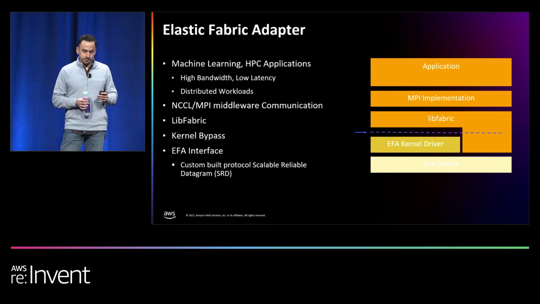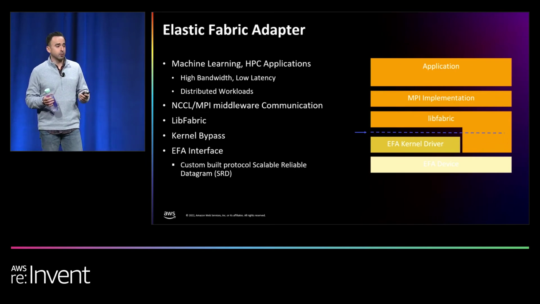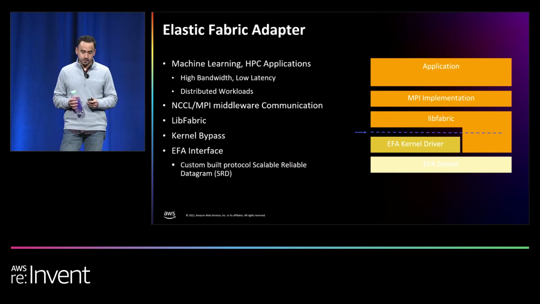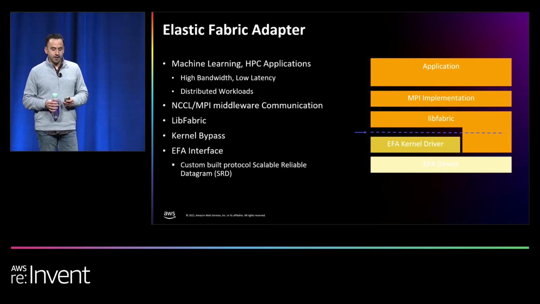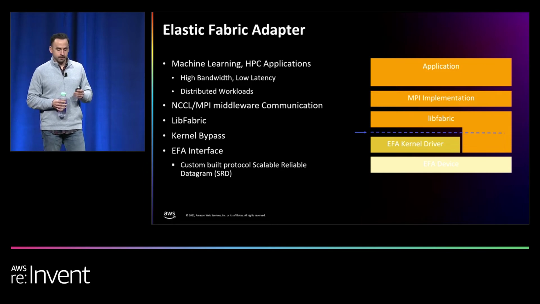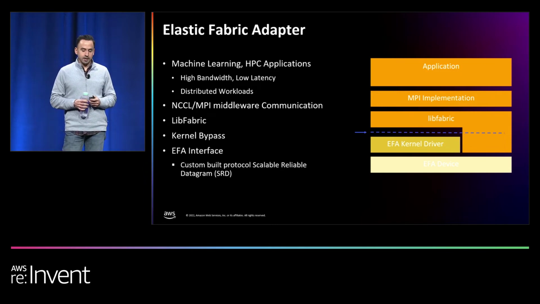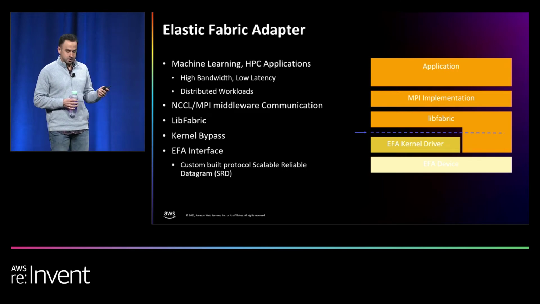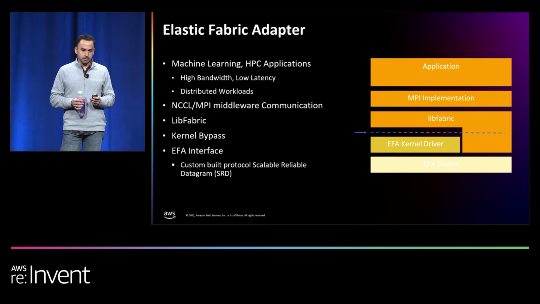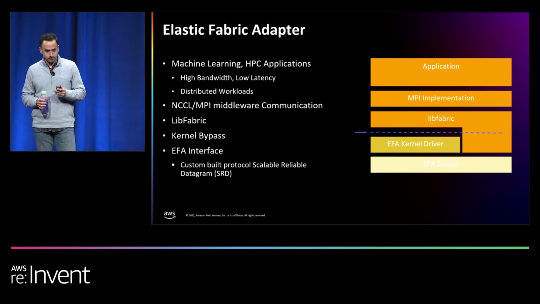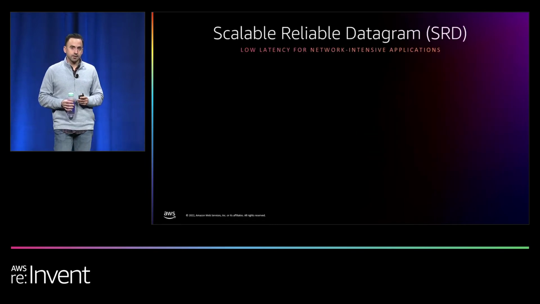That EFA is powered by a custom AWS protocol, scalable reliable datagram. We've talked about SRD a lot this week in Peter's keynote and Dave's leadership session. SRD is a purpose-built native AWS protocol designed for high bandwidth, low latency applications. With all these components combined, this networking stack allows the application layer to directly communicate with the EFA, which eliminates milliseconds of latency from your applications. When you're working in microseconds, those milliseconds that you're able to shave off is huge. So let's take a look at how SRD works.